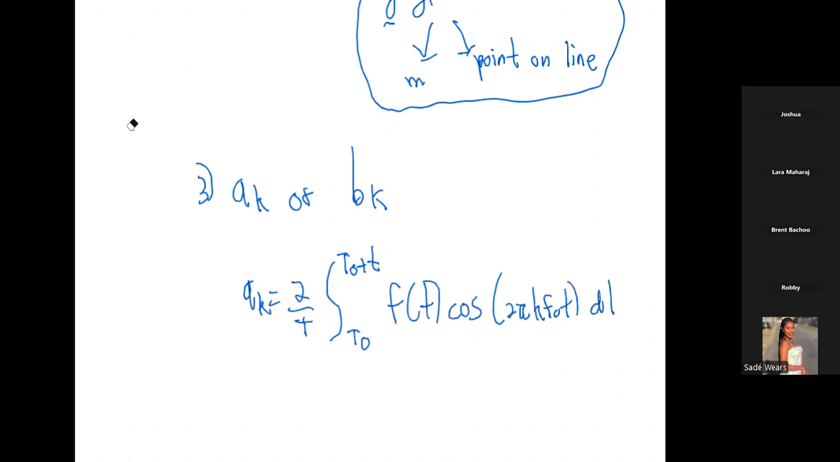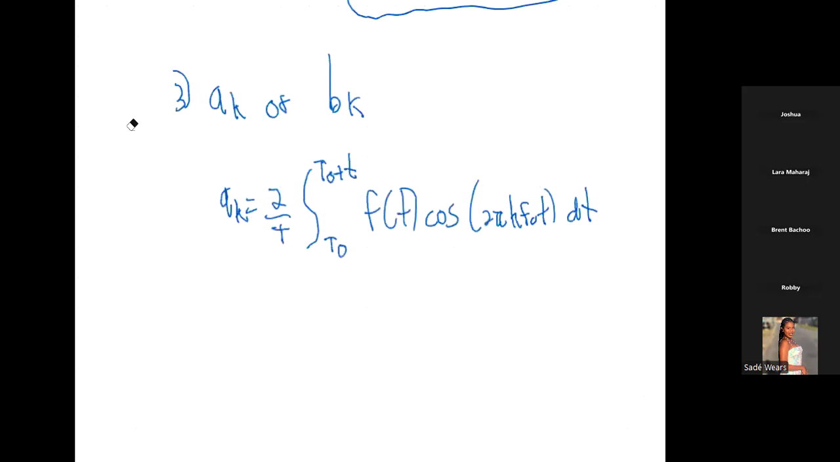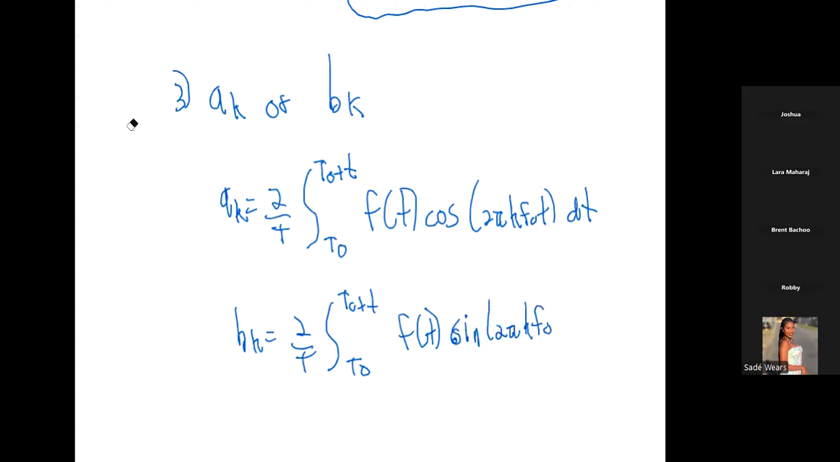So I believe that is AK, and then BK, if you didn't know, it's 2 over T, the integral across a period of f of t, and BK goes with sine. So sine of 2 pi k f naught t dt. So depending on which one you have, you calculate AK and BK. Yeah, and then at the end of all the integration, that'll be the end of your question.